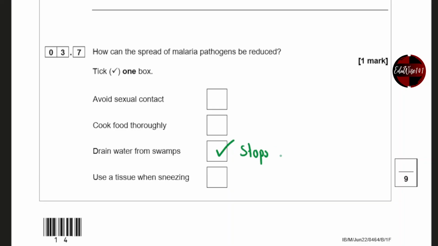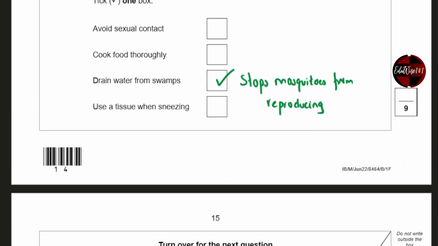Stops mosquitoes from reproducing. That's the end of question number 3. Let's have a look at question number 4.